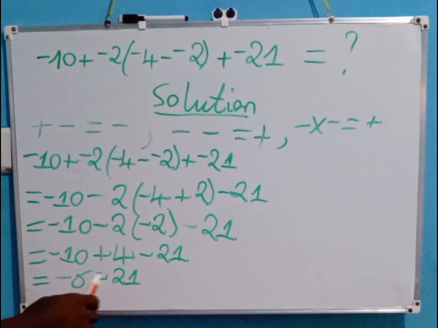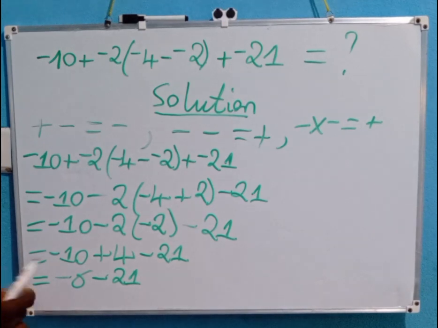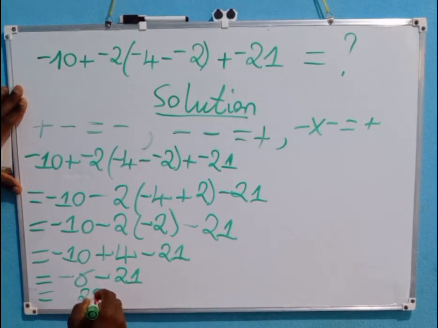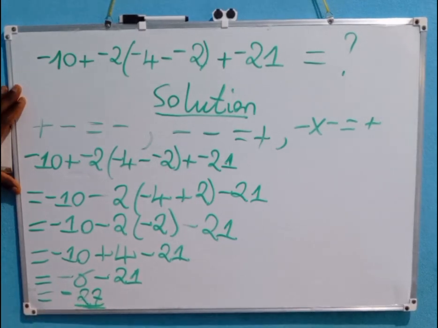In this case, the two numbers have the same signs. To get the result, we simply add the two numbers, then give the answer the common sign. In this case, the common sign is negative. You can see 6 is negative, 21 is negative. 6 plus 21 gives us 27. We write down 27, then attach the negative sign, and this is our final answer.